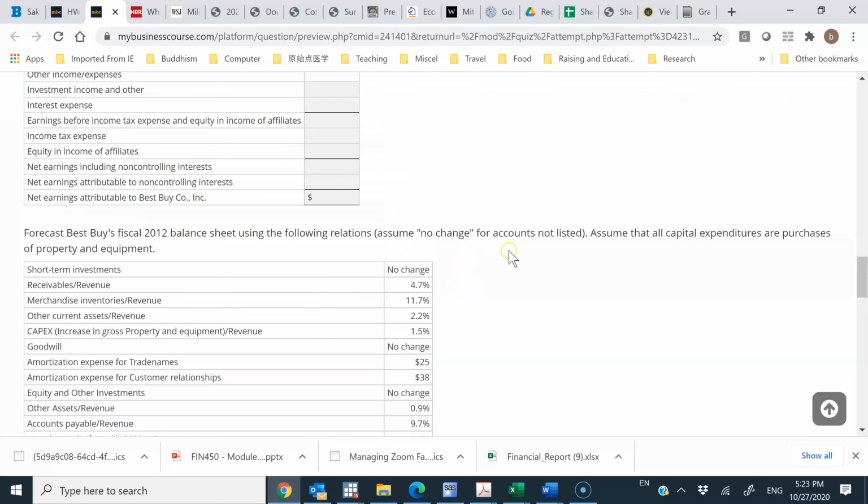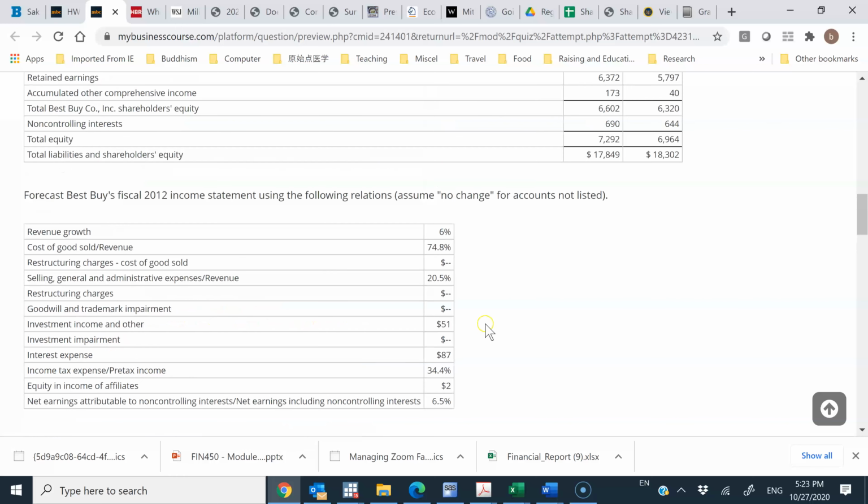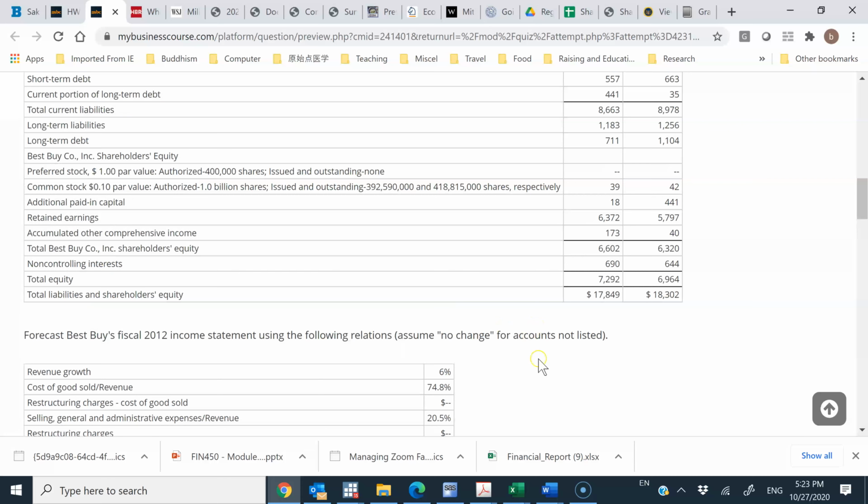And we also need to be careful in reading the setup, especially the rounding requirement. Round all your answers to the nearest whole number, and do not use negative signs with your answers in the income statement. And also, in terms of the assumptions for the forecasting, it mentions to assume no change for accounts not listed.